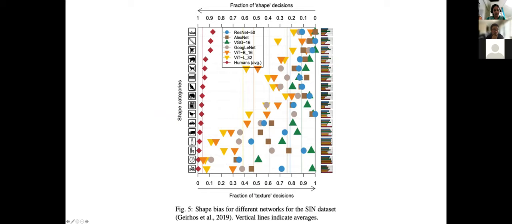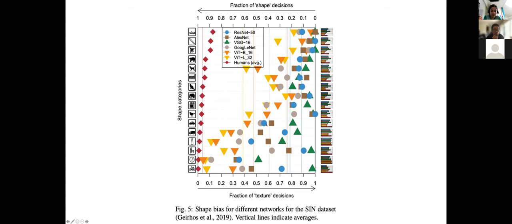So the y-axis shows different subclasses for the classification task. And the fractions of shape decisions are such that if the dots are located on the left, the decision was more based on shape. And if these points are located on the right side, it's more texture biased. So these yellow and orange triangles are vision transformers. And this blue circle is ResNet-50.